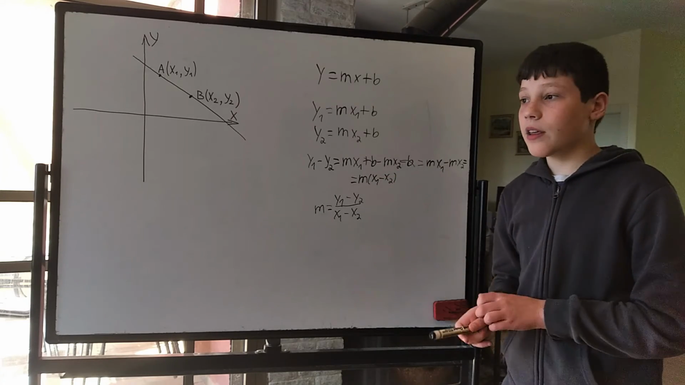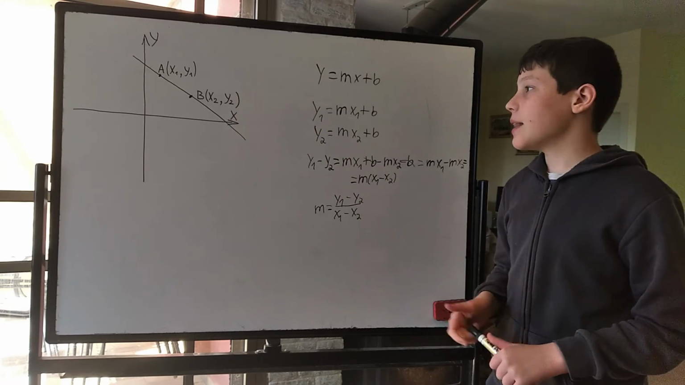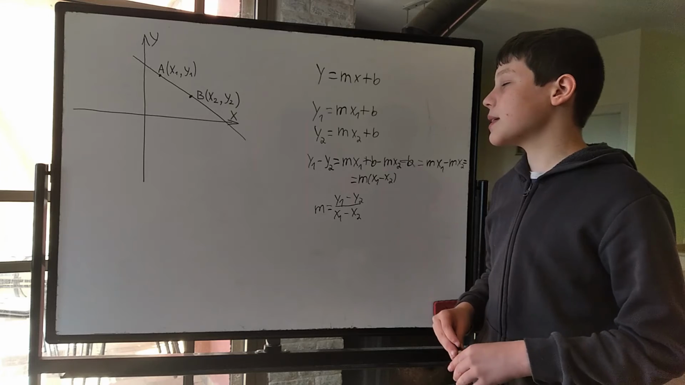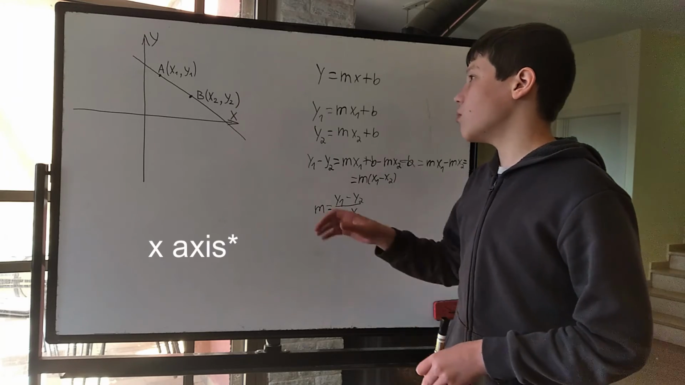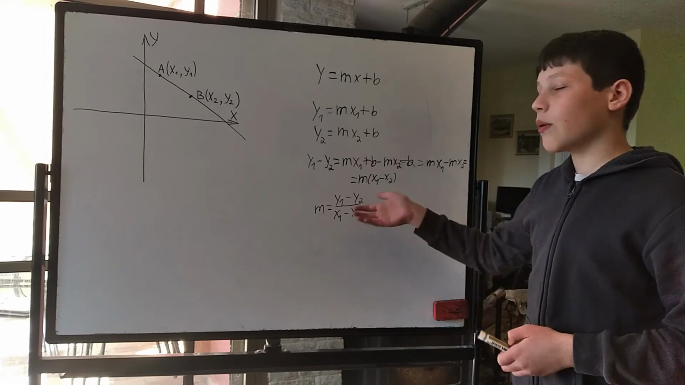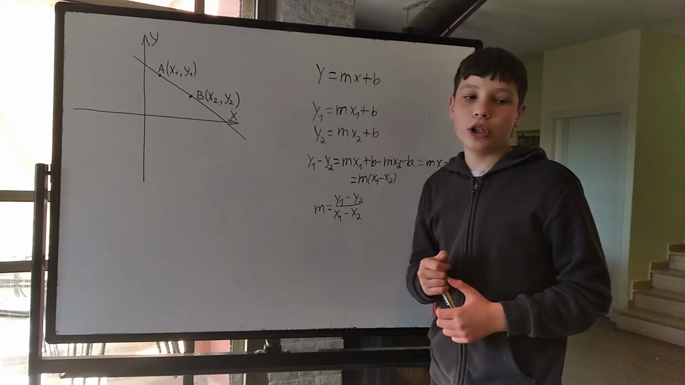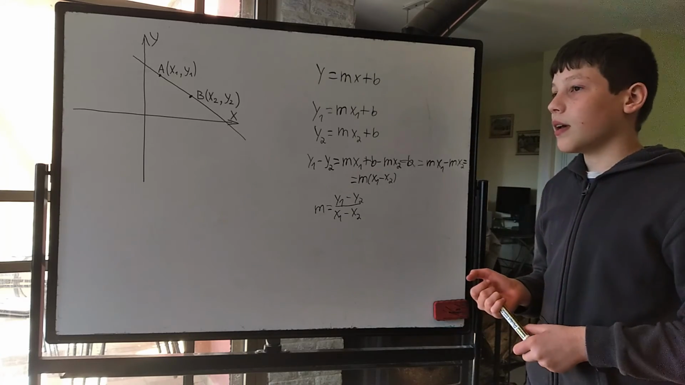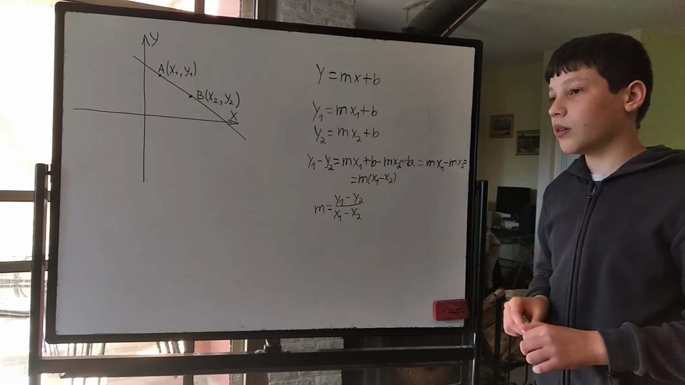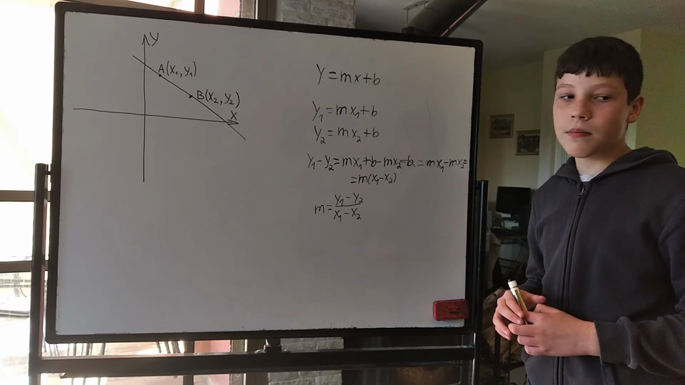And I should say that there are cases where A and B have the same x, and they make a straight line which is perpendicular to the x-axis. And in that case, we get y1 minus y2 divided by 0. And that will approach positive or negative infinity. And of course, we don't know which one. It'll approach both of them at the same time, and it won't make any sense.